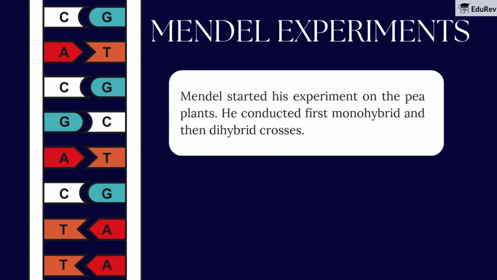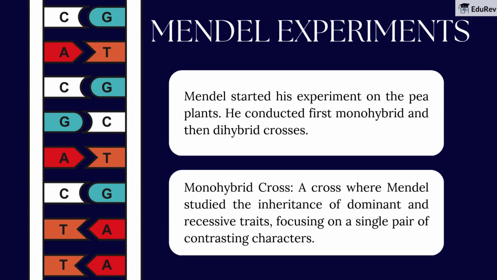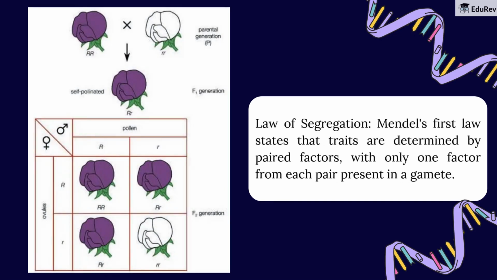Mendel started his experiment on the pea plants. He conducted first monohybrid and then dihybrid crosses. Monohybrid cross, a cross where Mendel studied the inheritance of dominant and recessive traits, focusing on a single pair of contrasting characters. The law of segregation states that traits are determined by paired factors, with only one factor from each pair present in a gamete.